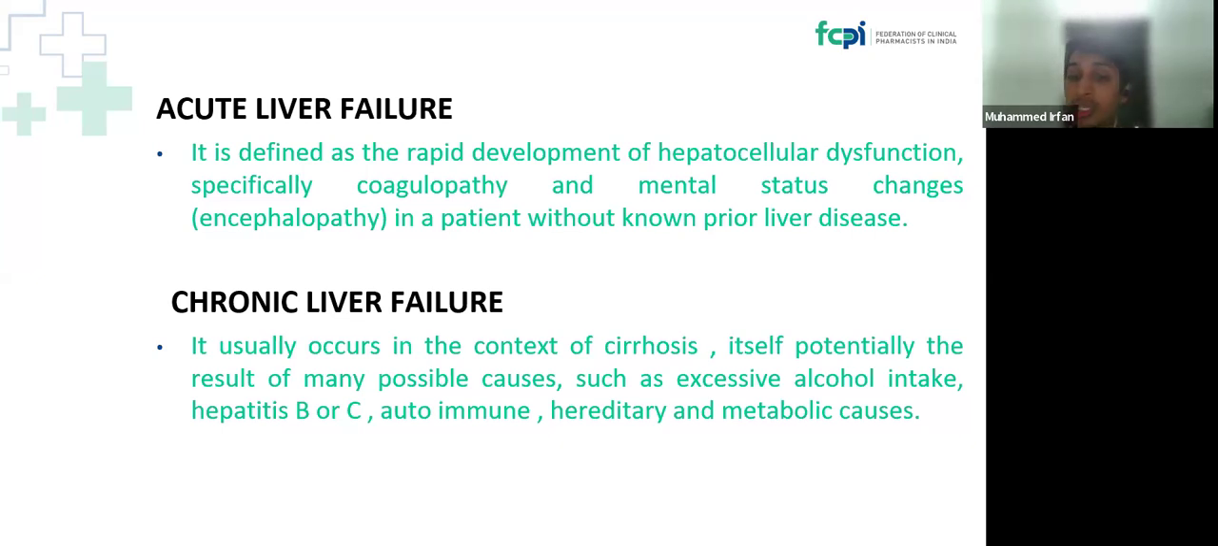And chronic liver disease usually occurs in the context of cirrhosis itself, potentially the result of many possible causes such as excessive alcohol intake, hepatitis B or C, autoimmune, and hereditary and metabolic causes.